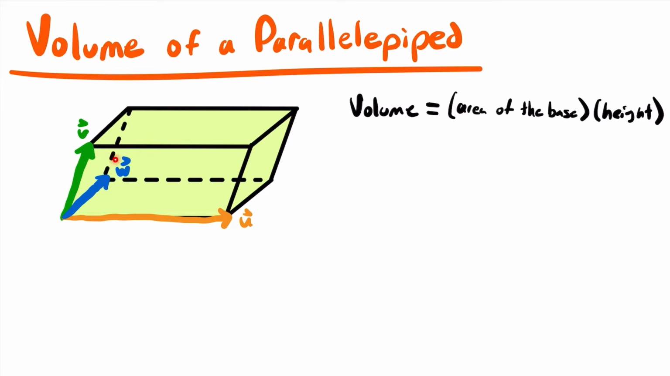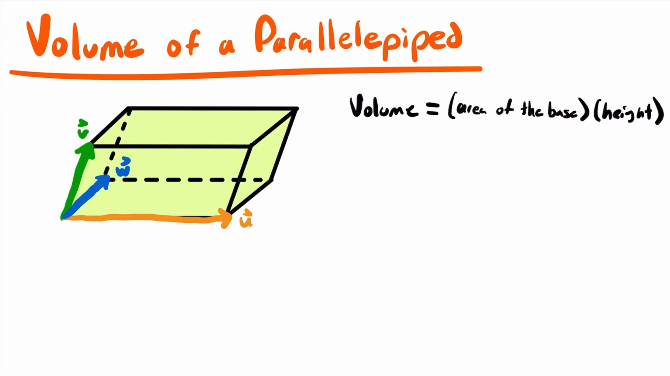And so now that we have those vectors in this diagram, how can we begin to use them to calculate the volume of the parallelepiped? Remember that we need the area of the base as well as the height of that solid. And so let's start with the area of the base.